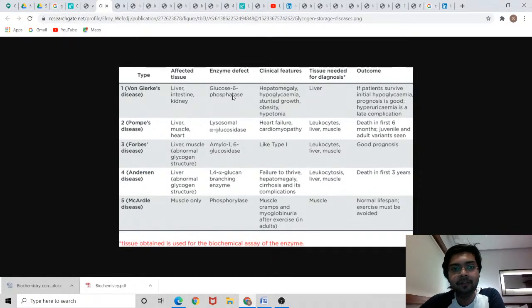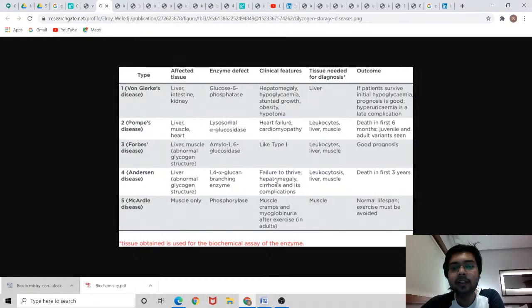Then the tissue affected, that means what all you will get. In von Gierke, the patient will present with hepatomegaly, hypoglycemia, stunted growth, obesity, hypotonia. In type 2, that is Pompe's, there will be heart failure and cardiomegaly. In type 3, that is Forbes, it will be just like type 1. Why am I emphasizing symptoms now? Because previously the pattern was just knowing the enzyme deficiency, so we didn't bother much about the clinical symptoms, but now they are framing clinical questions. So for that you should know how your patient will present in these glycogen storage disorders.